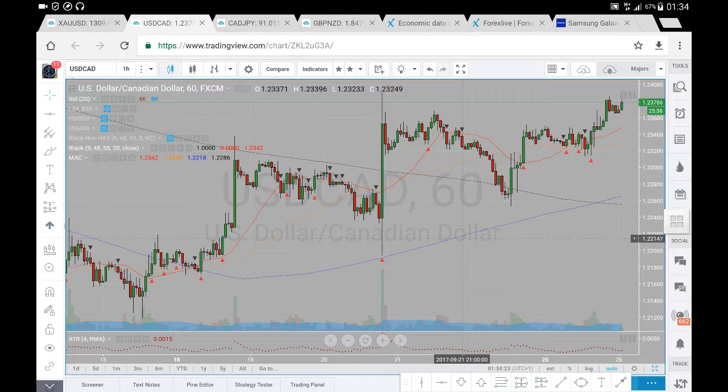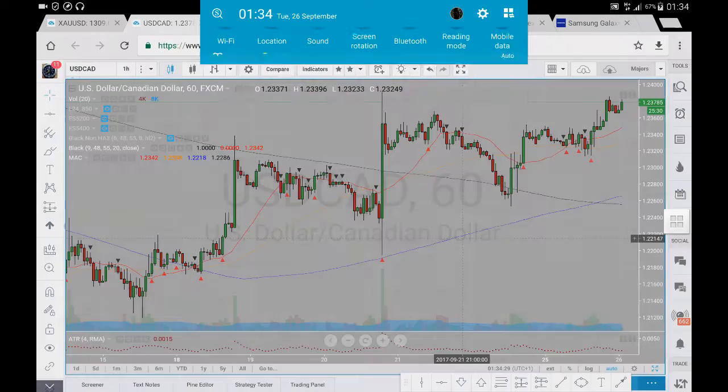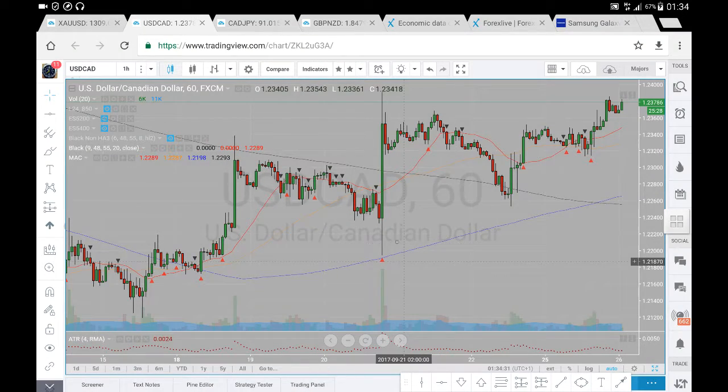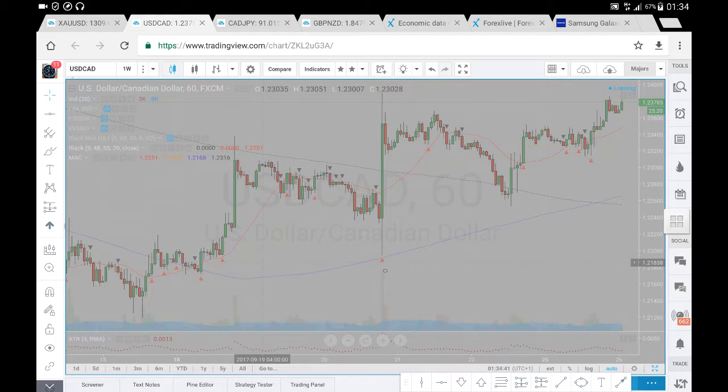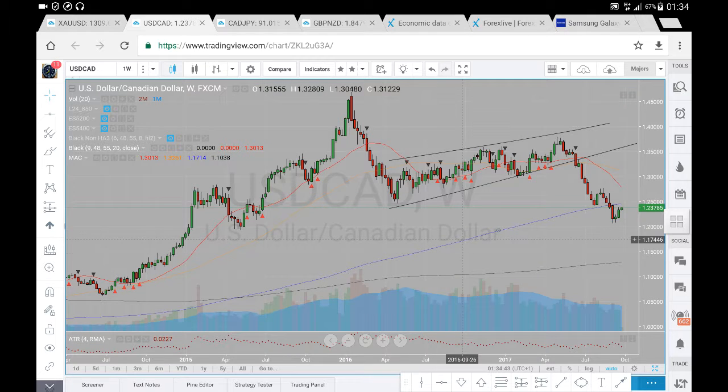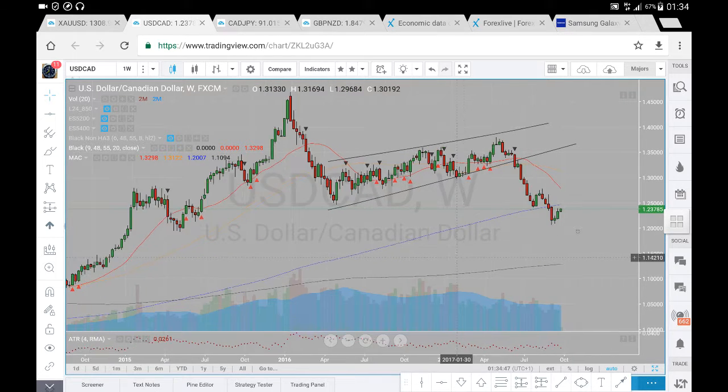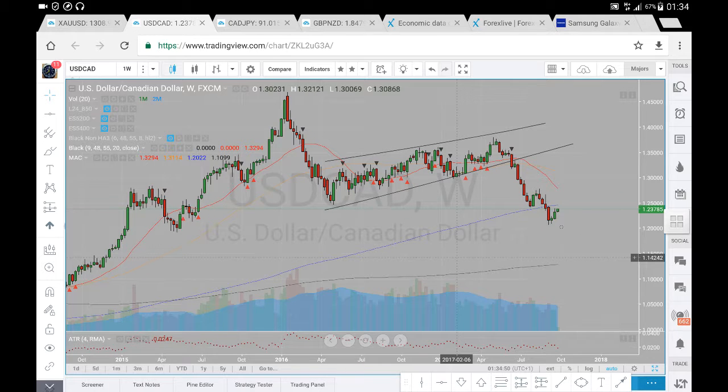So this is an analysis for the US dollar Canadian dollar on Tuesday the 26th of September. It's currently 1:30 a.m. in the morning, and let's just see where we are and what's happened. I have been cautiously bullish this market. I have been cautious mainly because of the price action which preceded the current prices being somewhat bearish.